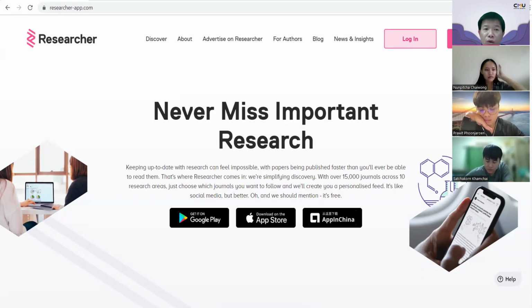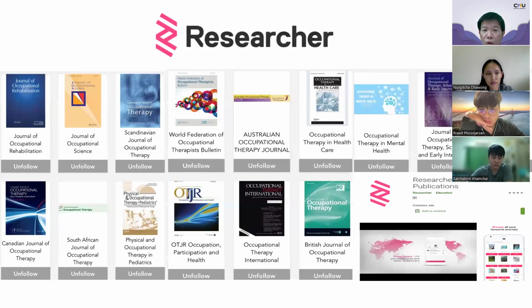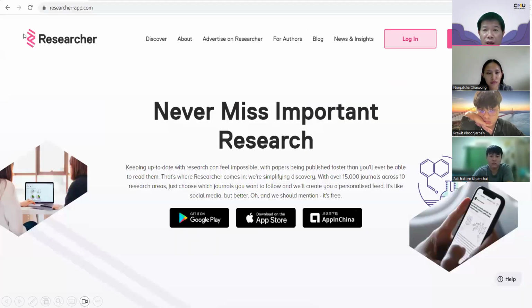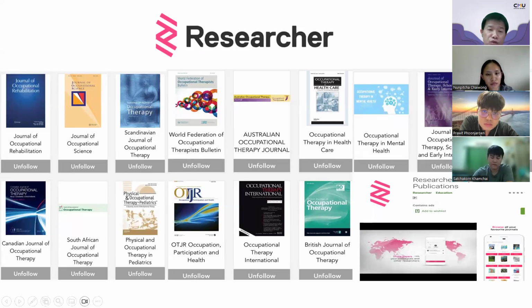And never miss important research. I recommend you download Researcher, one app to help you a lot. You may know many apps, but this is one app to help you just follow OT. The app looks like a pink shade, with a symbol like this. You can download it from Google Play, the Apple App Store, for Android and iOS systems. After you download Researcher, you can sign up and log in, and you can follow OT journals.